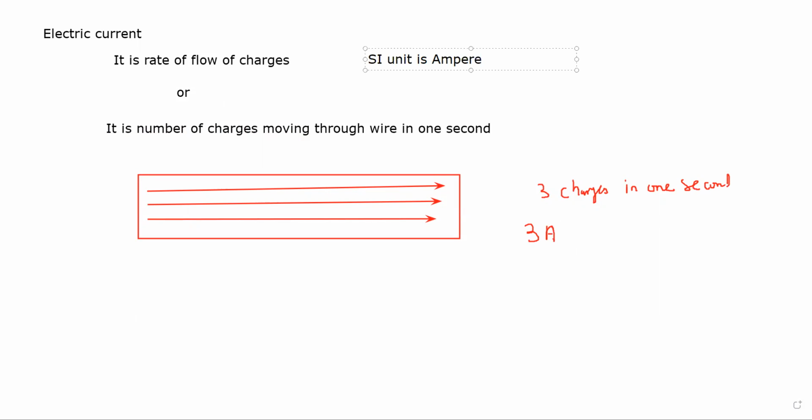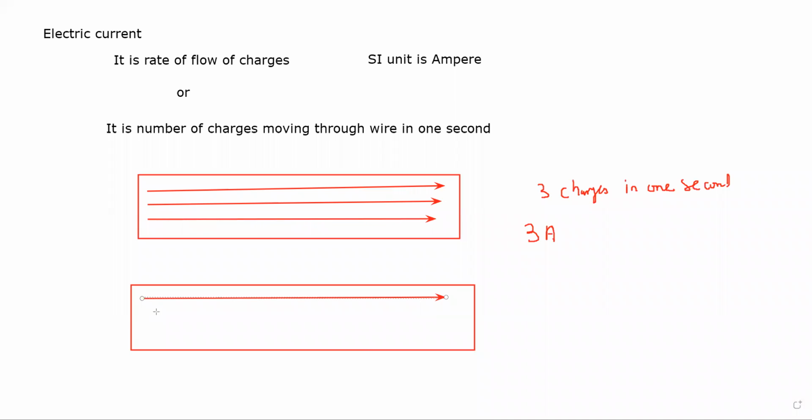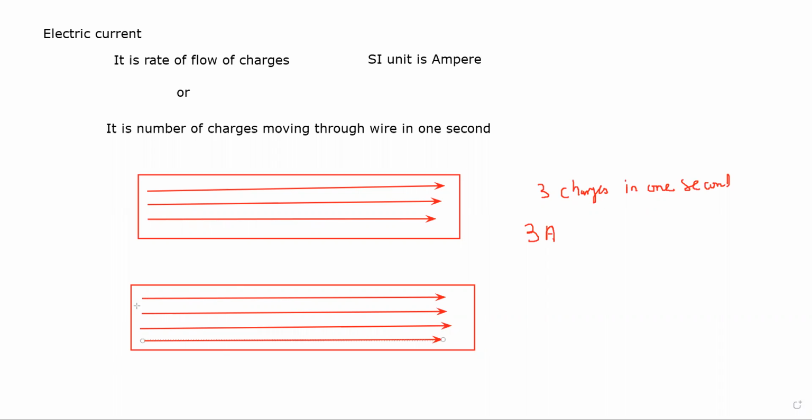Or rate of flow of the charges. Another wire, say 5 charges are moving in 1 second through the wire. What is the current in the second wire? If the 5 charges are moving in 1 second, the current will be 5 ampere. In both these examples, we have the time interval as 1 second.